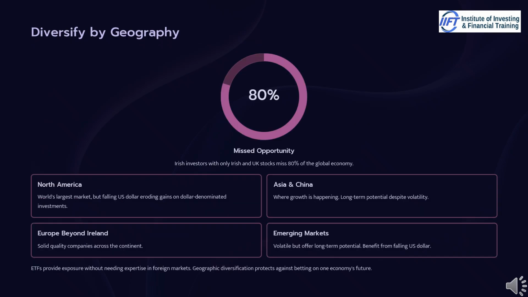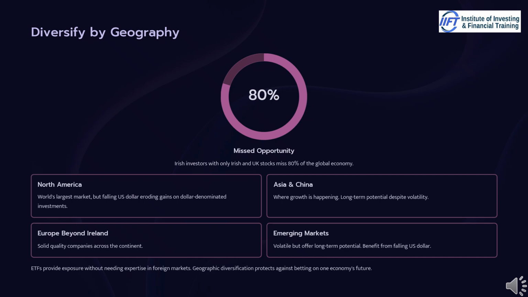You also have to diversify by geography. If you're an Irish investor with only Irish and UK stocks, you're missing about 80% of the global economy. You need exposure to North America, Asia, emerging markets, and Europe beyond Ireland. China and Asia are where the growth is happening, and Europe has solid companies. The US remains the world's largest market, but the US dollar is falling as US debt rises, which is eroding gains made on US dollar denominated investments. Emerging markets can be volatile, but offer long-term potential benefits from a falling US dollar.